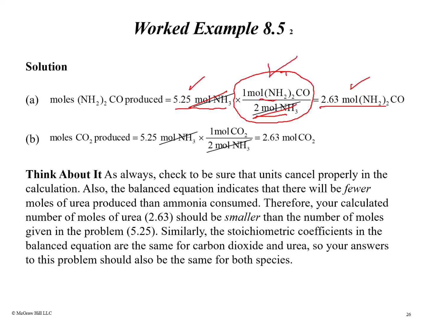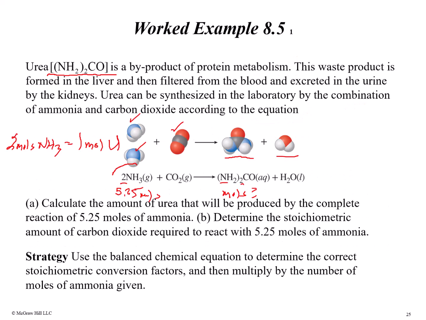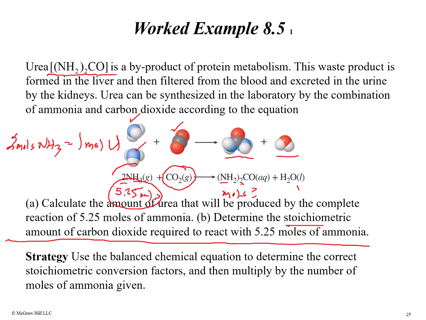Same thing for the second one. If we go back, it says determine the stoichiometric equivalent amount of carbon dioxide required to react with 5.25 moles of ammonia. So what I want to know is how much CO2, stoichiometric equivalent amount, do I need to consume all 5.25 moles of ammonia? So I need a relationship between ammonia and carbon dioxide. It's a 2-to-1 relationship. Let me erase that so you can see it.